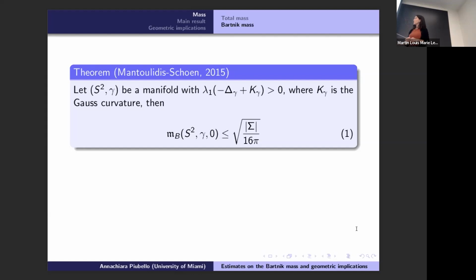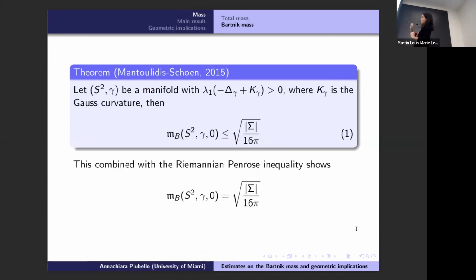Okay, and in case you're wondering about this condition on lambda, it turns out that in GR, apparent horizons can be described as stable minimal surfaces. And from stability, we already know that this operator is non-negative. And so the only relevant case that is left out here is the equality case that was actually proven later, and I will make a comment about it.